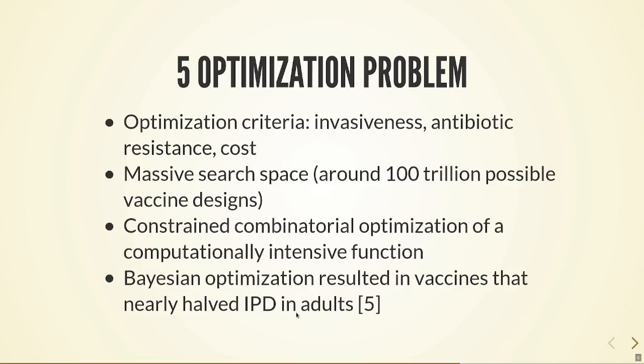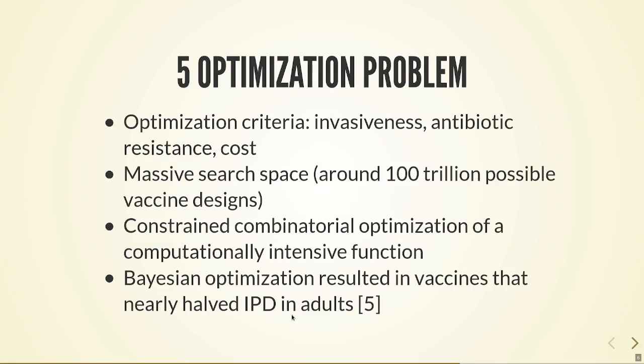Now that we have a mathematical model for the behavior of the bacterial population once we introduce a hypothetical vaccine, we can use it to optimize the vaccines against certain criteria. We are primarily interested in reducing the amount of invasive pneumococcal disease. So invasiveness is the main criteria that we want to reduce in the resulting bacterial population. Other important criteria include the antibiotic resistance of the surviving strains, as well as the cost of the vaccine.